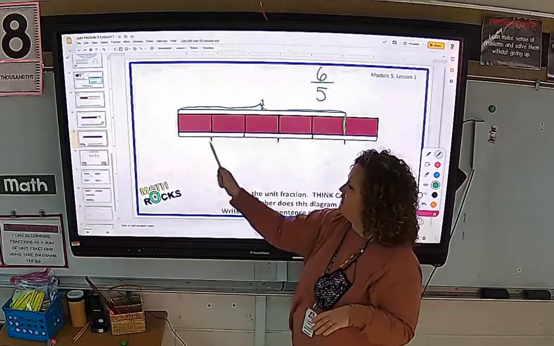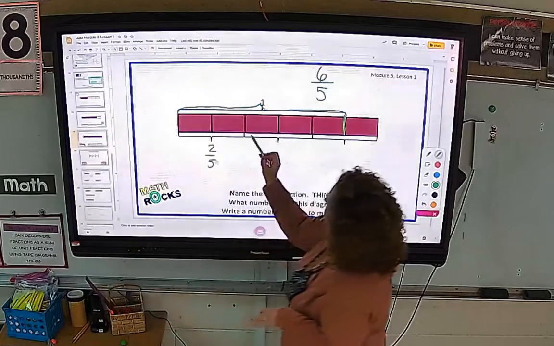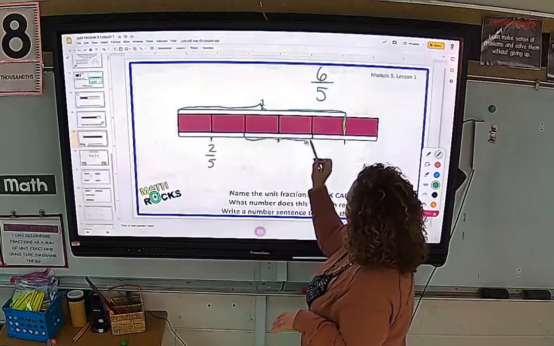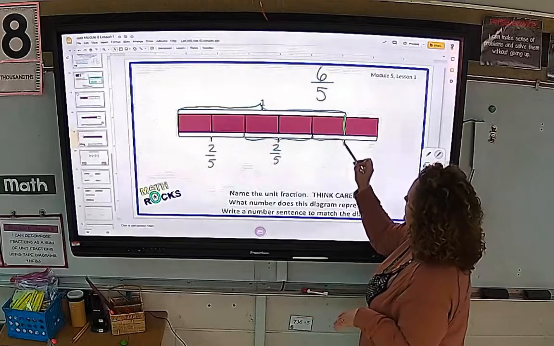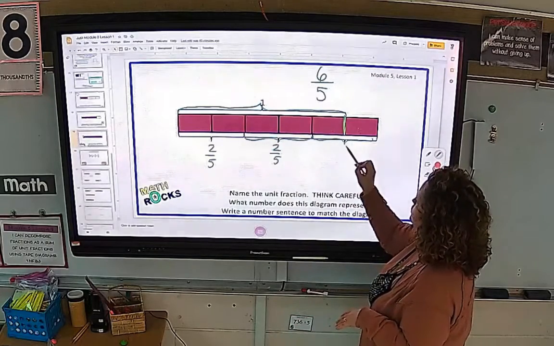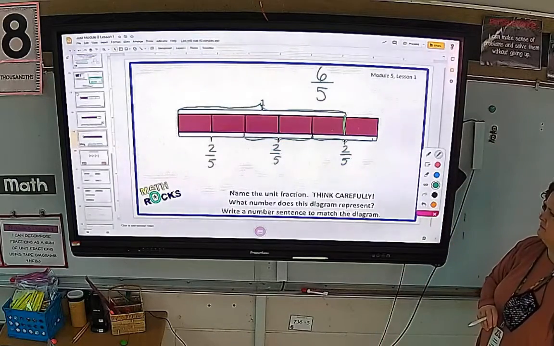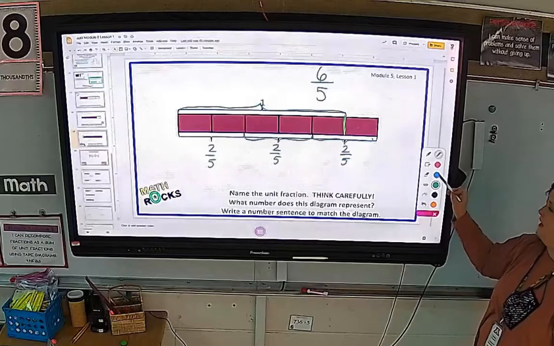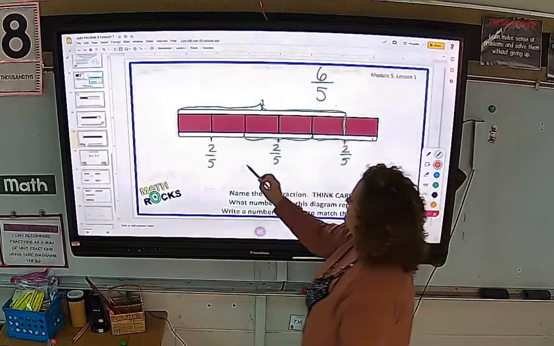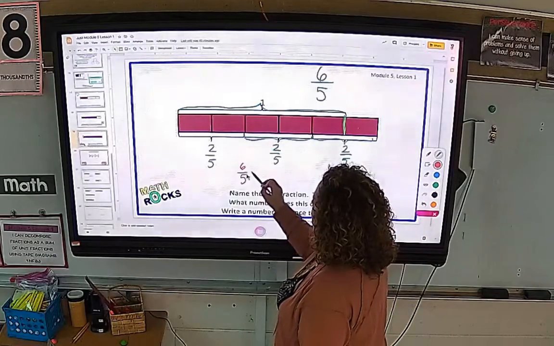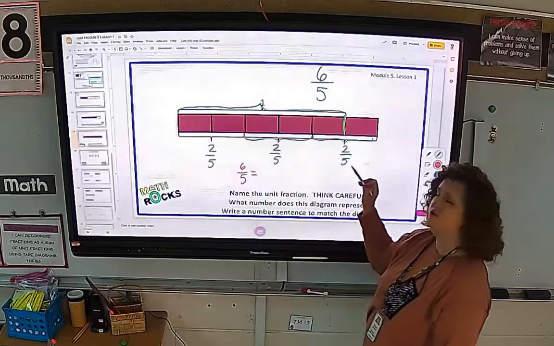How many fifths are in this bracket? 1, 2. There are 2 fifths right here. How many fifths are in this bracket right here? Again, 2 fifths. How many fifths are in this bracket? 1, 2. 2 fifths. So if we wanted to create the addition sentence like they ask us to do, we would have 6 fifths is equal to 2 fifths plus 2 fifths plus 2 fifths.